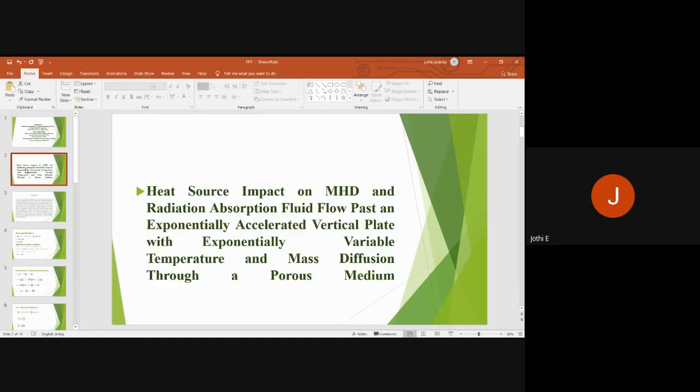My paper title is Heat Source Impact on MHD and Radiation Absorption Fluid Flow Past an Exponentially Accelerated Vertical Plate with Exponentially Variable Temperature and Mass Diffusion through a Porous Medium.